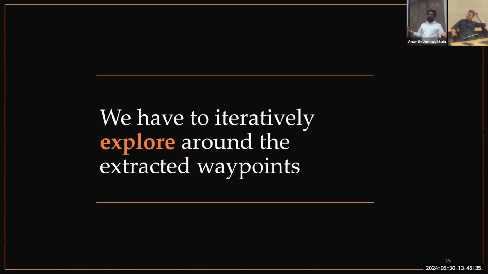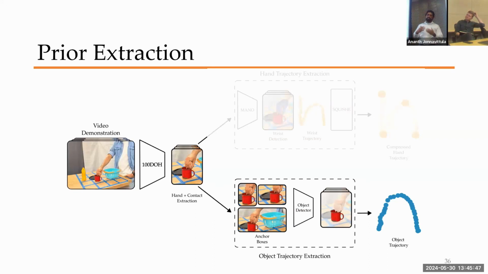So once we have these waypoints, what is really our key goal here? We actually want to explore around the extracted waypoints and figure out how the robot can learn to imitate from here. To be able to do this, we actually have to go back to our prior extraction and extract some additional information. And that is the object trajectory. The reason for this is, despite us extracting how the human hand moved, that's not really what we're interested in here. We're actually interested in how objects change in the environment.